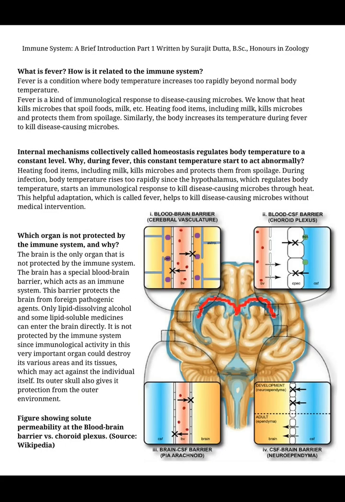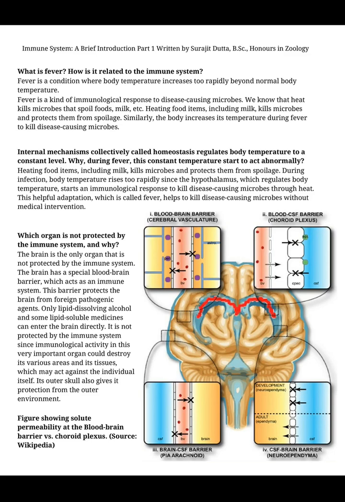What is fever? How is it related to the immune system? Fever is a condition where body temperature increases too rapidly, beyond normal body temperature. Fever is a kind of immunological response to disease-causing microbes. We know that heat kills microbes that spoil foods, milk, etc. Heating food items, including milk, kills microbes and protects them from spoilage. Similarly, the body increases its temperature during fever to kill disease-causing microbes.